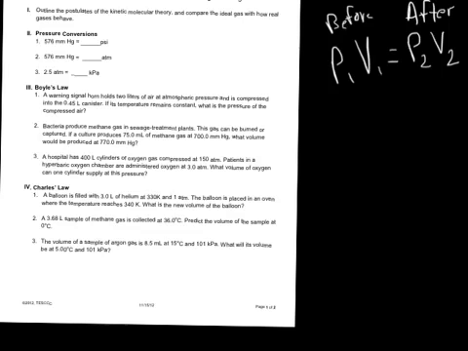Okay, number one says a warning signal horn holds 2 liters of air at atmospheric pressure and is compressed into the 0.45 liter canister. If its temperature remains constant, what is the pressure of the compressed air?